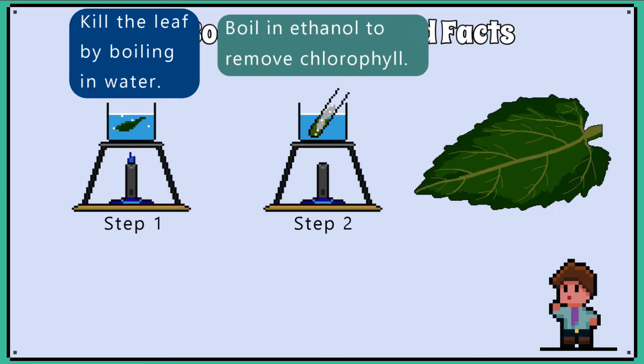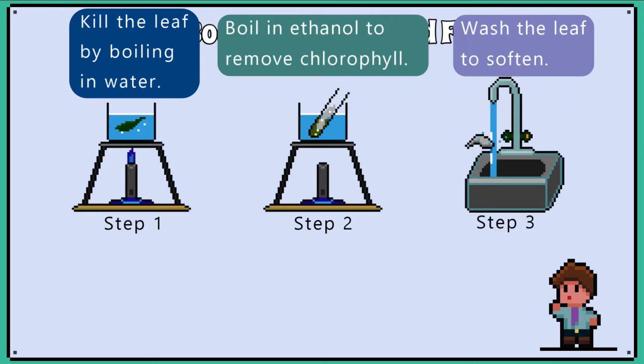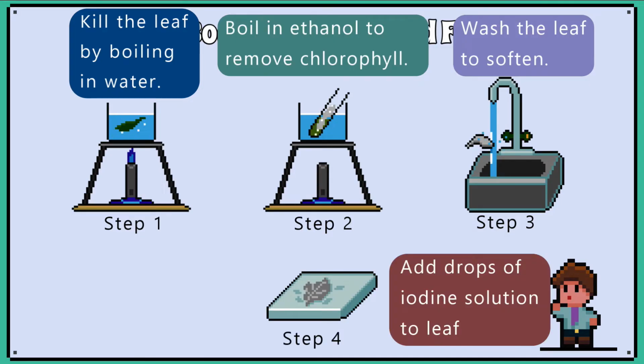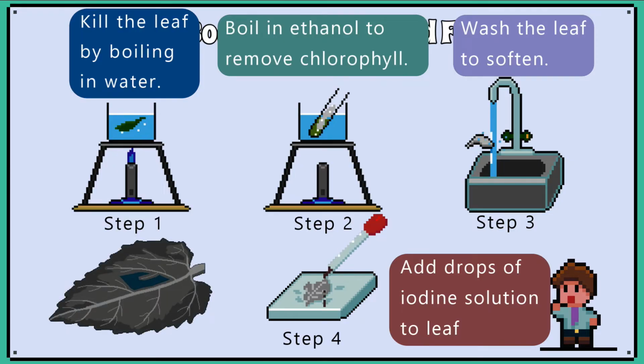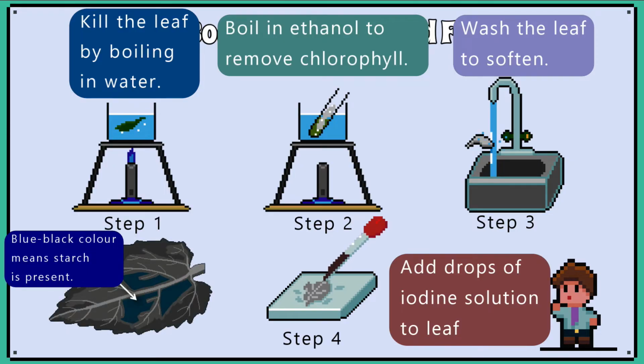We boil the leaf in ethanol to remove the chlorophyll and remove the colour from the leaf. This is so we can more easily observe a colour change when we add iodine. Step 3 is to wash the leaf in cold water. This helps soften the leaf, and it can help to spread the leaf over a tile. The final step is to add iodine to the leaf and observe the colour change. Now we have a test for whether photosynthesis took place in a leaf or not.